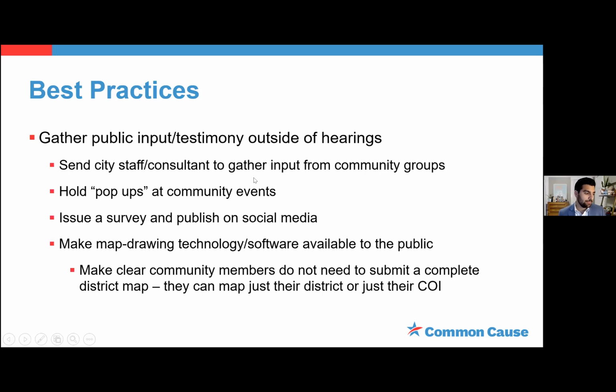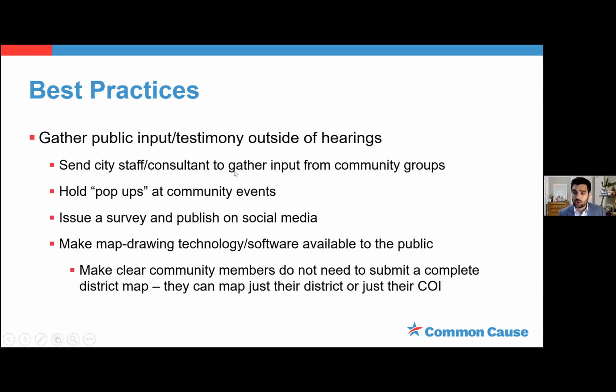And make map drawing technology and software available to the public. We're going to hear a lot about that, I think, over the course of the day today, but you want to make tools available to the public so the power of the pen is not in the hands of just your demographer or just your city council or whomever. But you also want to make clear to folks, right? Drawing an entire district, and certainly drawing an entire district map, can be very intimidating for regular community members who are coming to redistricting for the first time.